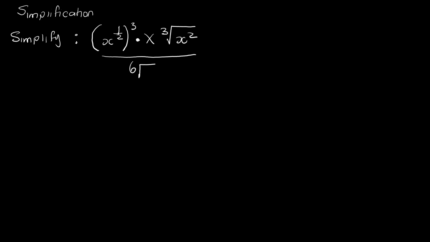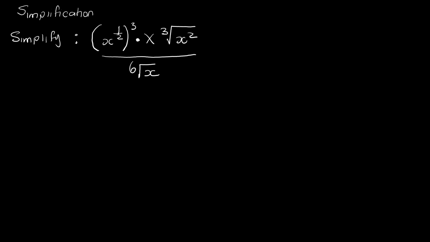What we're going to work on: we have x to the power 1 over 2, and this is raised to the power 3. Everything here is to the power 3. Then we multiply this by, in fact, let's use the multiplication instead of dot, the root of x squared, which is 3, and everything here is divided by 6, the root of x.